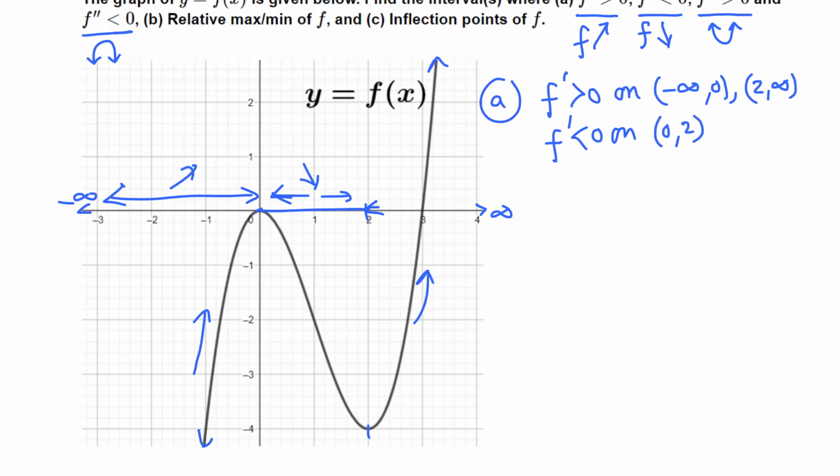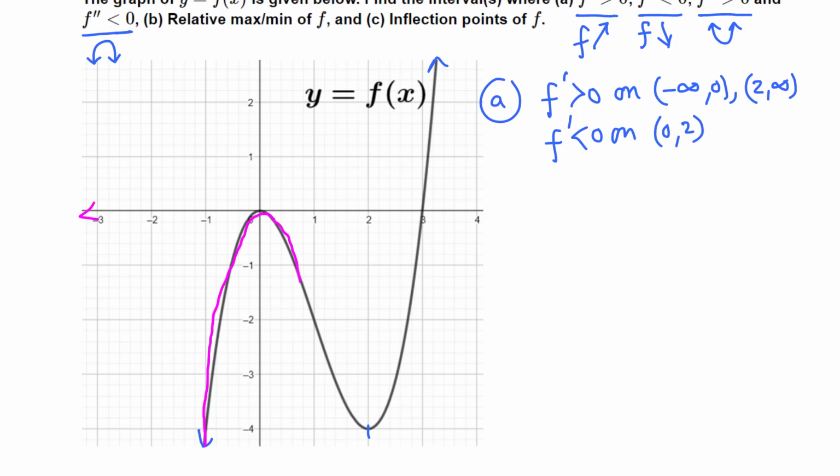Now we need to see where it's concave up and concave down. So let me erase these marks. Let me try to trace concave up and down. We need to go from left to right always. So it's going increasing, now decreasing, maybe somewhere it's concave downward, all the way up to, let's say, 1. Here it's concave downward. That means second derivative negative. From 1 all the way to positive infinity, it's concave upward. That means second derivative is positive.